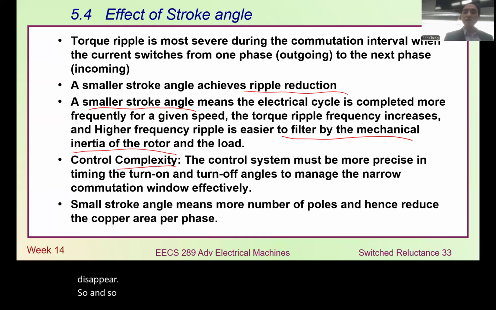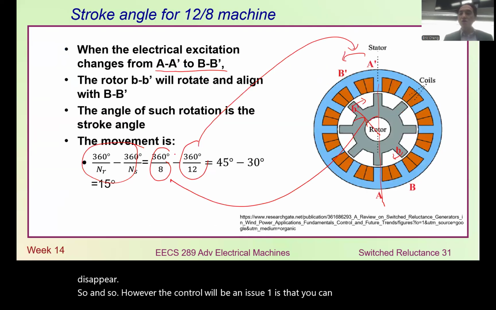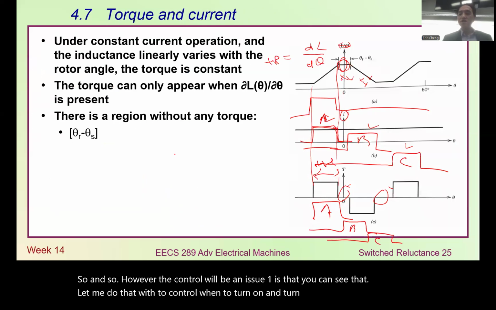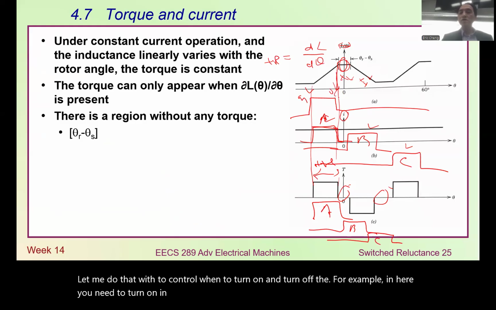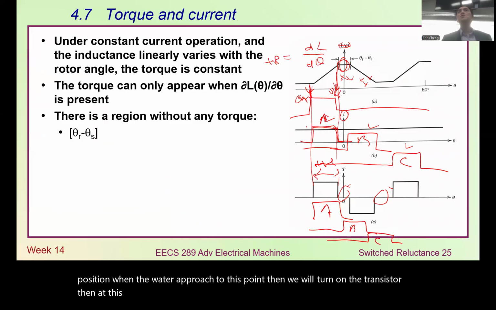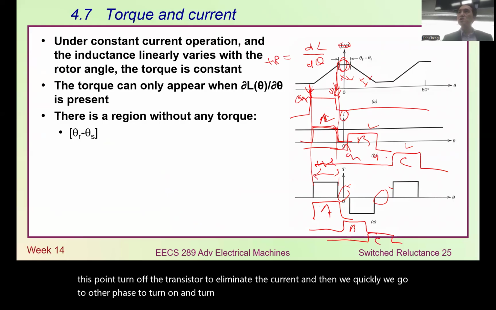However, the control will be an issue. Why is that? You can see that when we do that, we need to control when to turn on and turn off. So for example, in here, we need to turn on, and at this point, turn off. So we need to detect the rotor position. When the rotor approaches this point, we need to turn on the transistor. And at this point, turn off the transistor to eliminate the current. And then we go to the other phase to turn on and turn off. So the timing control of turning the transistor on and off needs to be accurate.